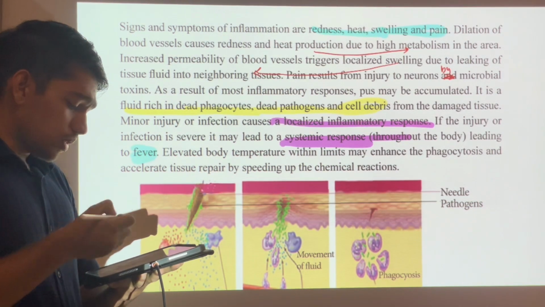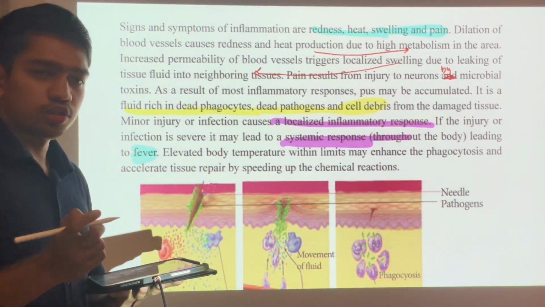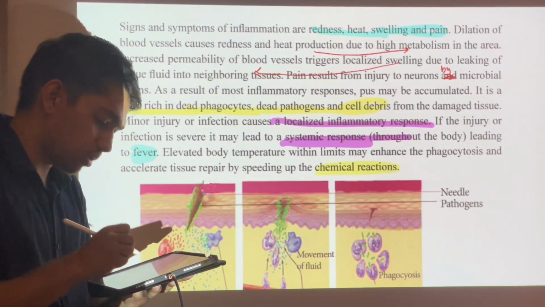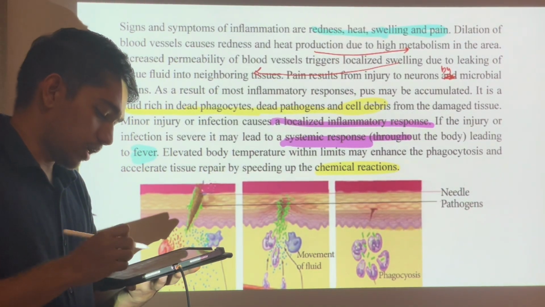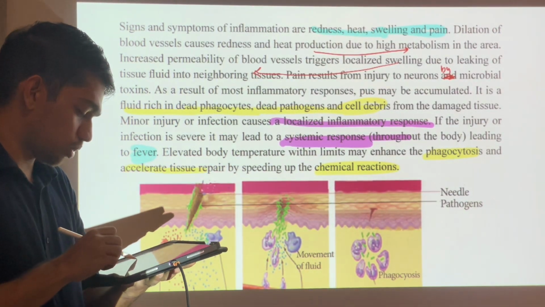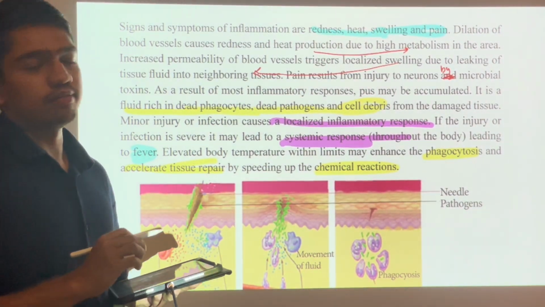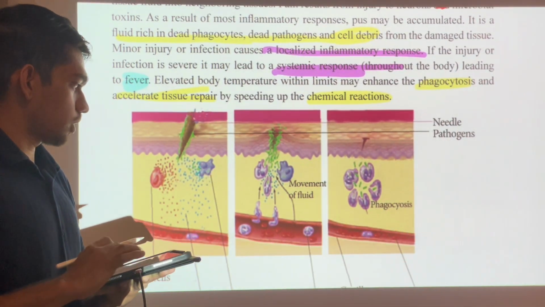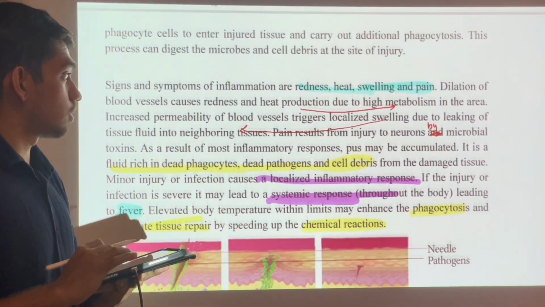So because of this 2-3 degree elevation of temperature, certain chemical reactions, including enzymatic reactions, may be accelerated, enhancing the defensive reactions such as phagocytosis and tissue repair. So that is the purpose of elevating your body temperature in a fever condition. Okay, so that concludes your inflammatory response.